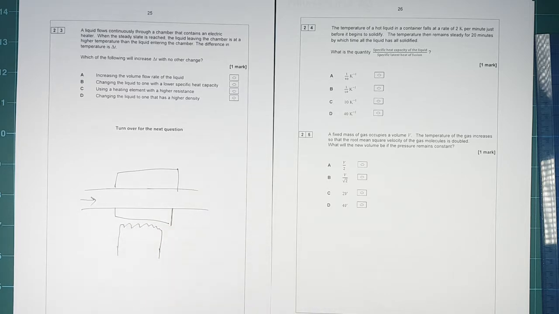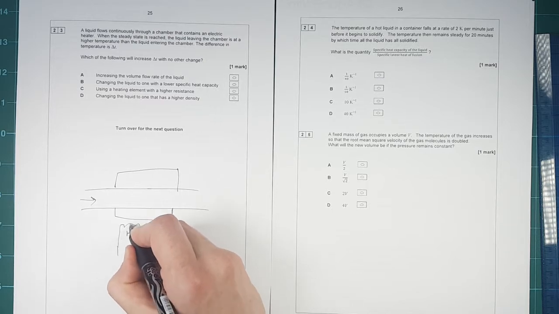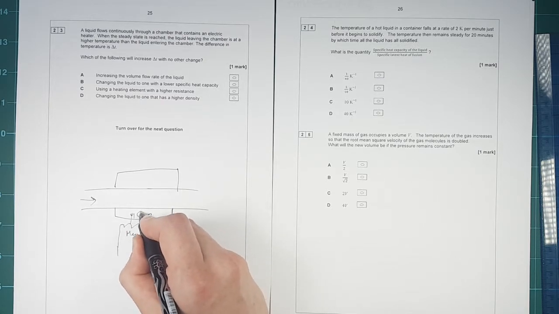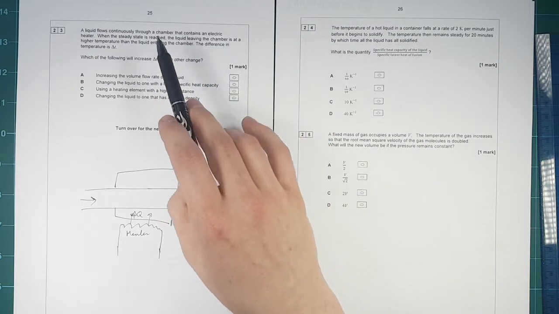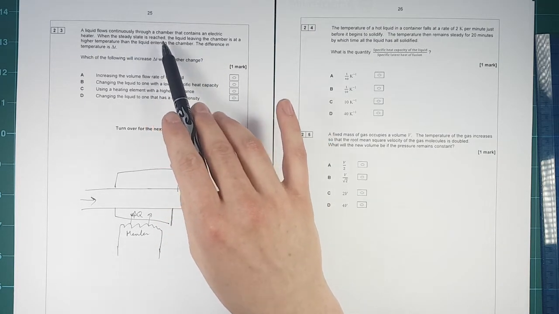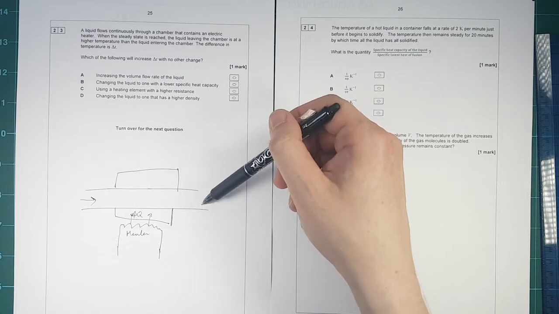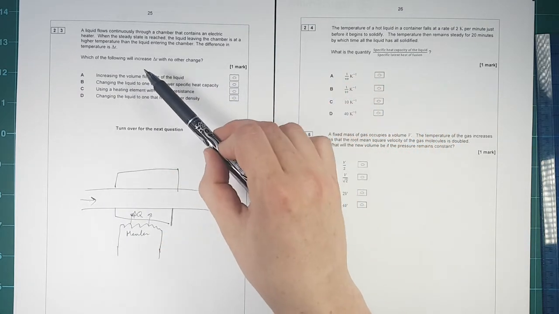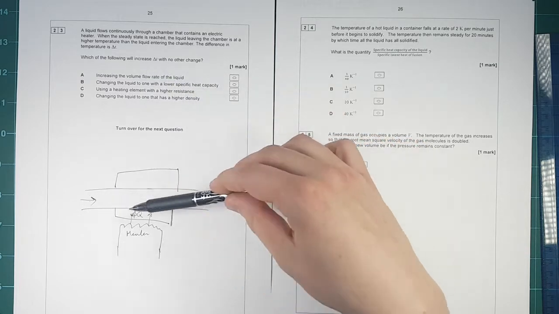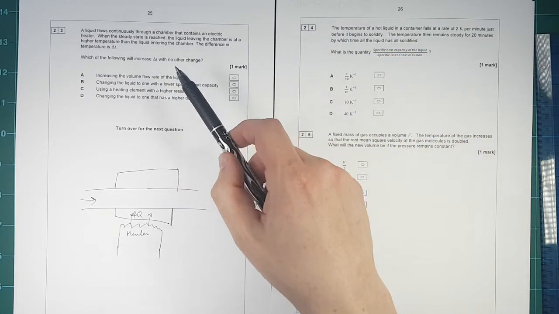There we go, heater. So heat is pouring in there, delta Q there, containing an electric heater. When steady state is reached, the liquid leaving the chamber is at a higher temperature than the one going in. Seems reasonable. Which of the following will increase the temperature change with no other changes?